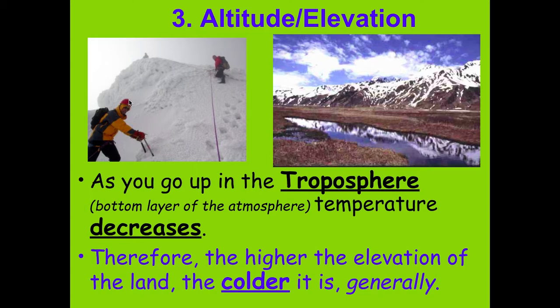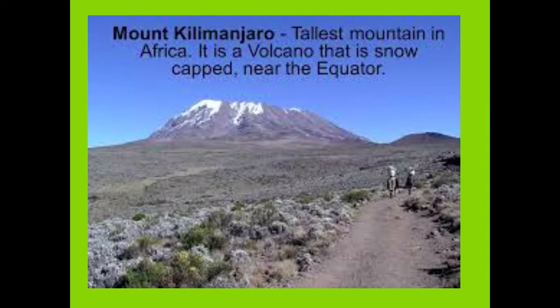The higher in elevation of the land, the colder it is generally. So that's why Mount Kilimanjaro, which is the tallest mountain in Africa, even though it's right next to the equator, still has snow on the top. It's really cold, even though it's so close to the equator.